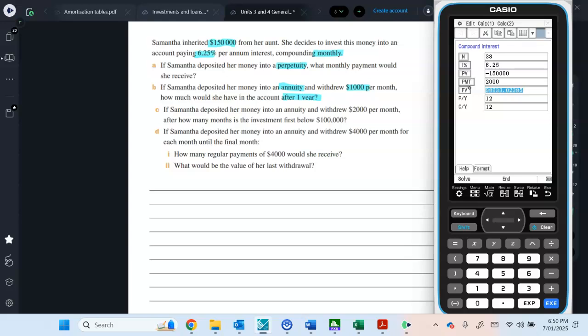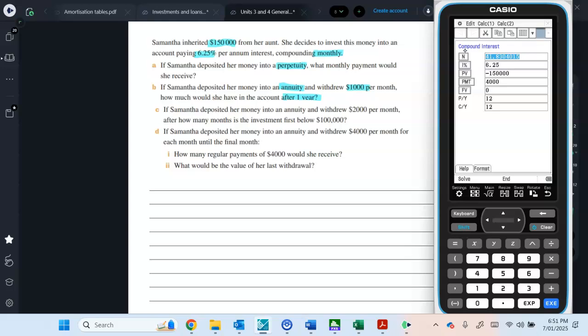All right, question D. If Samantha deposited her money into an annuity and withdrew $4,000 per month, so let's change it to a 4, for each month until the final month, how many regular payments would she receive? So I need to change that to 0, and she would receive 42 payments. She would receive 41 payments of $4,000, and her final payment would be slightly different. So that's what question D part 2 is.